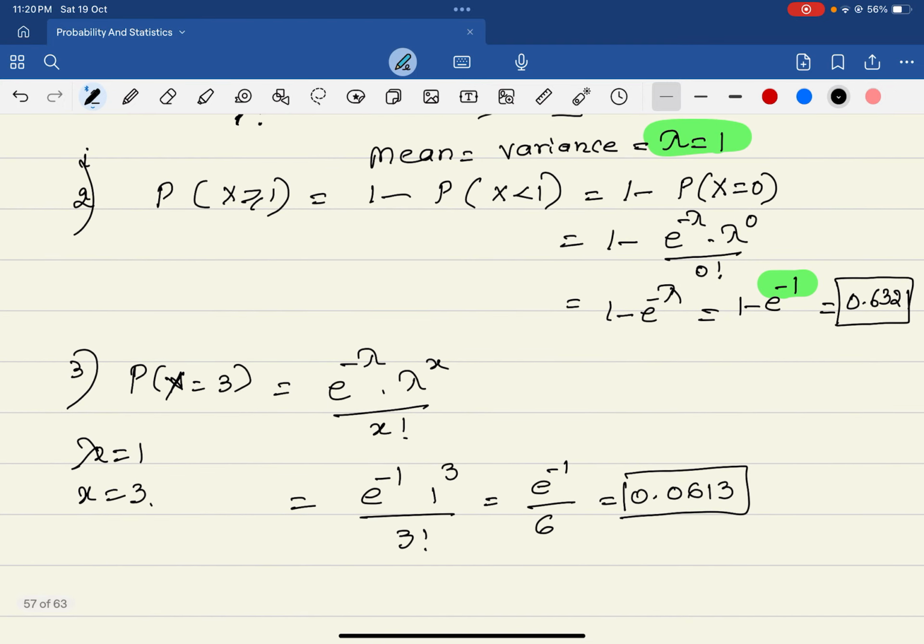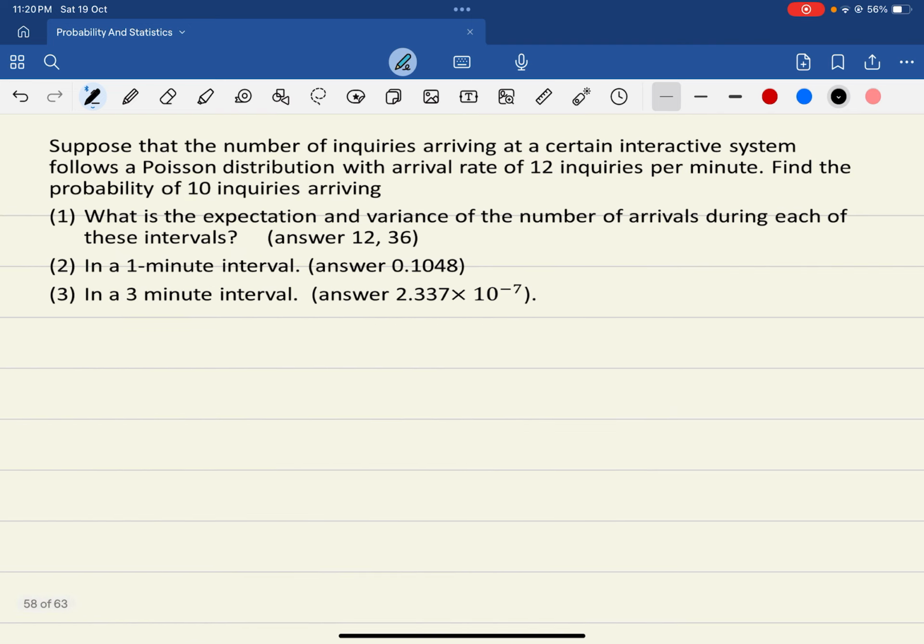This is how to calculate in the Poisson distribution; all of this we have done in this problem. Let us now go to the next problem.